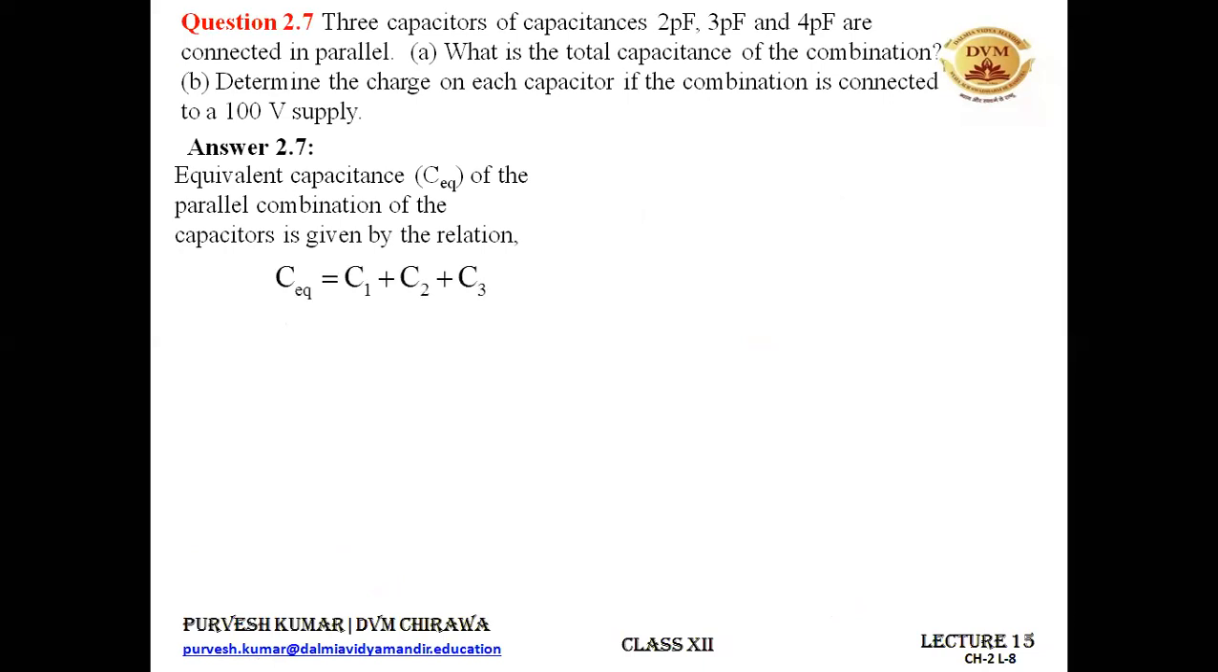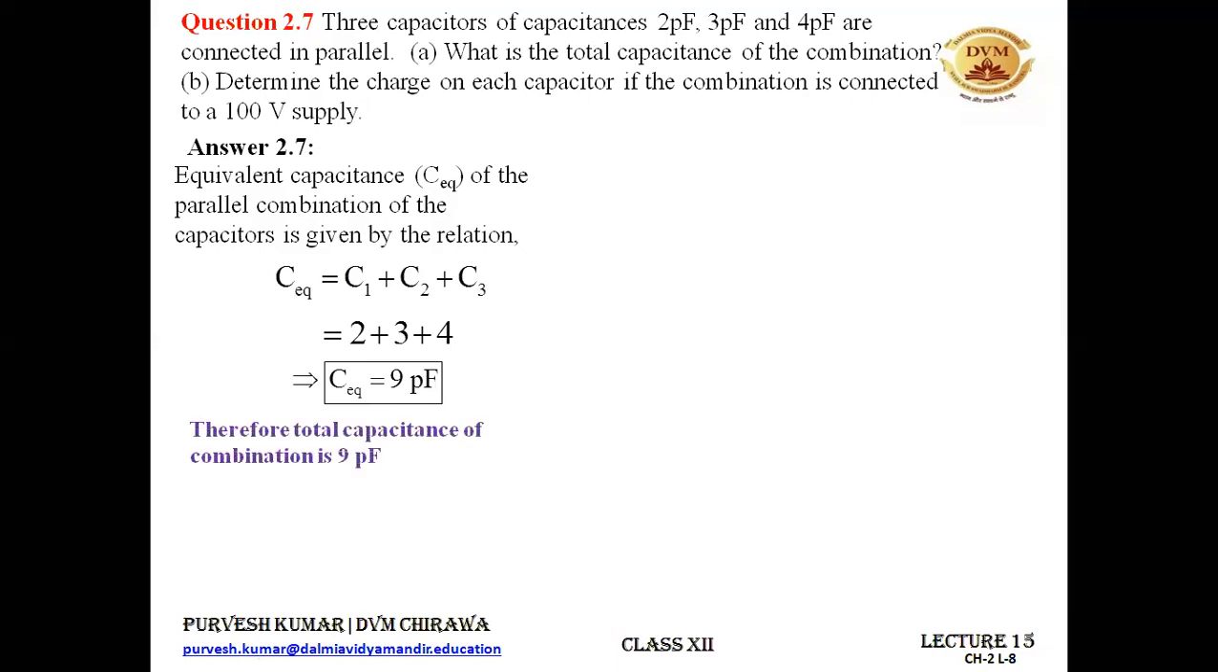When they are connected in parallel, the equivalent capacitance is just the addition of the individual capacitances. So C equivalent is equal to C1 plus C2 plus C3 and it is equal to 9 picofarad. Just add them up. So therefore the total capacitance of the combination comes out to be 9 picofarad. Now we need to find the charge on each of these capacitors.